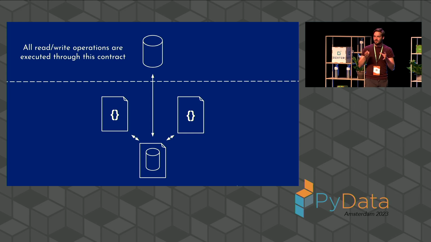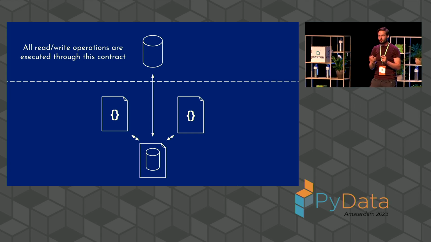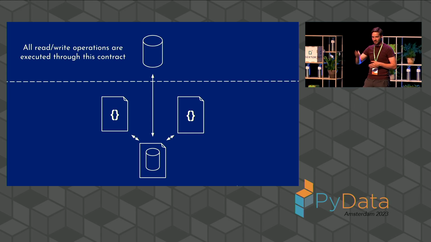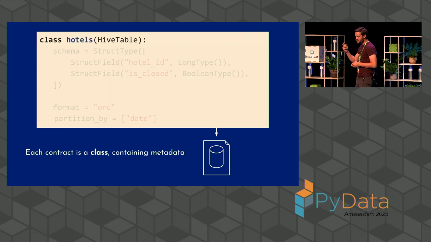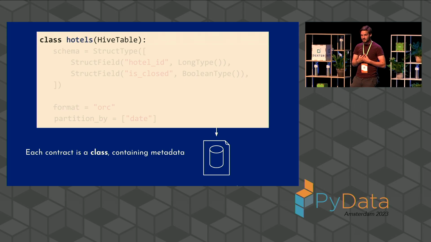When we access our persistent data, we always want to flow through this particular contract. So all of the writes and reads go through this particular contract, and the contract looks something like this. In our case, we've designed it as a class. So the class here is a Hive table representation of a table called hotels.